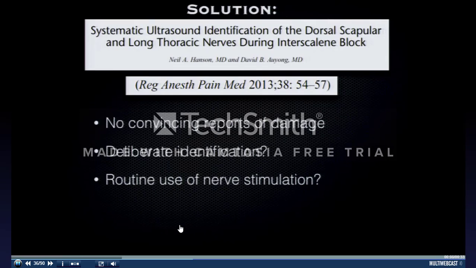If you start scanning and look for these things, again, coming back to what you don't know, you won't see. If you know about these nerves, you will now look for them, and you will try and avoid them when you're placing your needle. Maybe that is an argument why we should be using nerve stimulation with our ultrasound anyway. Just a show of hands, who routinely uses nerve stimulation with ultrasound?